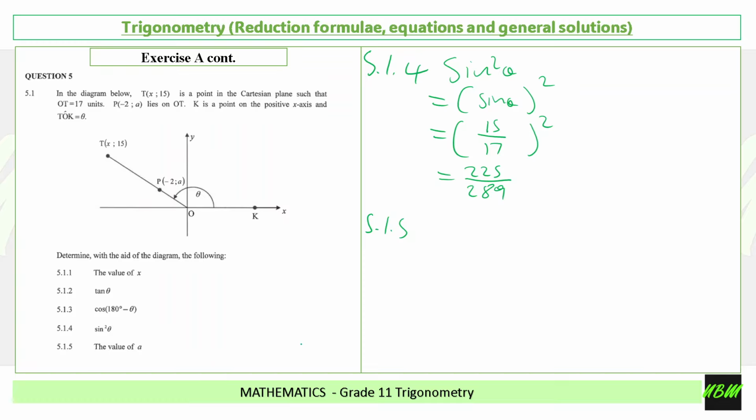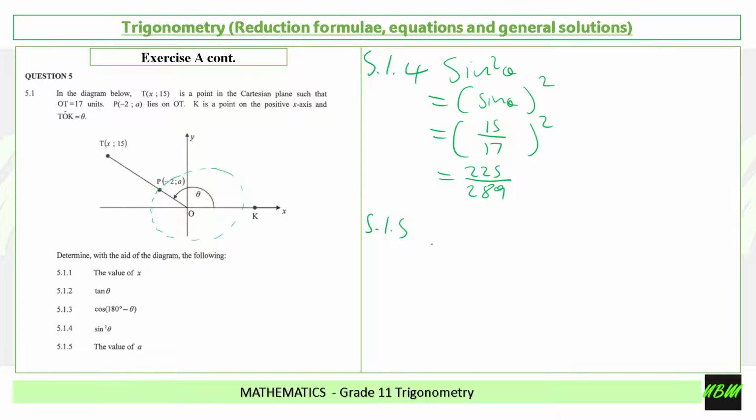And 5.1.5, determine the value of a. Right, now let's focus on point P. Again, on point P we can construct a circle. Therefore, on that circle, it's clear that the radius is now OP, the distance from the center of the circle to the circumference of the circle. OP is the radius, and angle KOP is equal to theta.